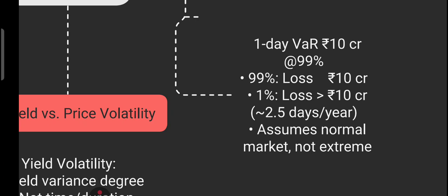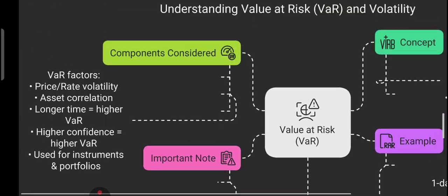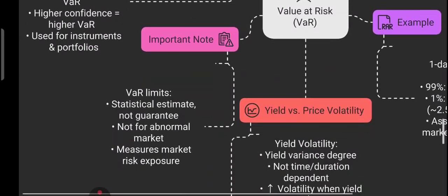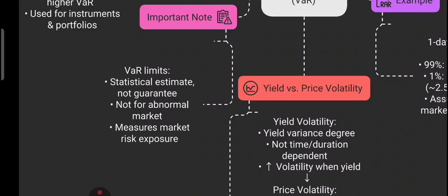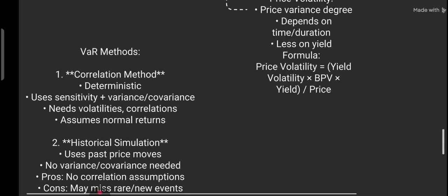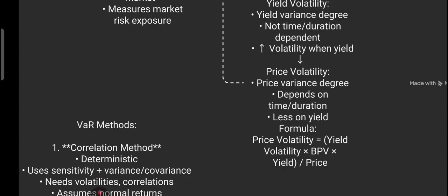So whenever I say that your one day VAR is rupees 10 crore at 99% confidence level, it means 99% of the time your loss won't exceed this amount. But on the 1% of the time, that is 2 to 3 times a year, the loss might be higher. Now if you look at the VAR model, let me take you through that. There are three main models. We will talk about the methods in the next slide.